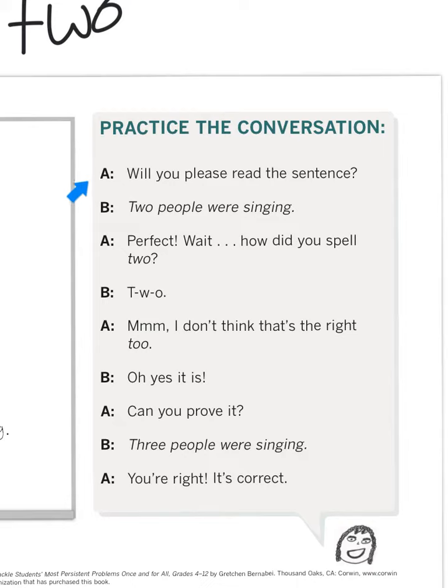So let's look at our conversation. Will you please read the sentence? 2 people were singing. Perfect. Wait, how did you spell two? T-W-O. I don't think that's the right two. Oh, yes, it is. Can you prove it? 3 people were singing. You're right. It's correct. So you see in our conversation that when we just change the word to, T-W-O, to the word 3, then it makes sense, correct?